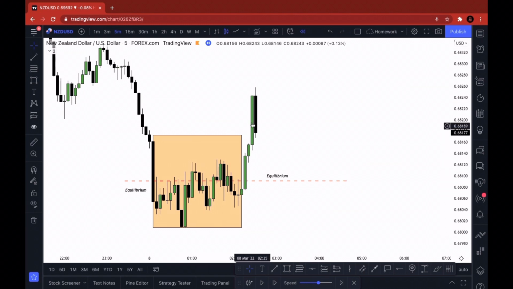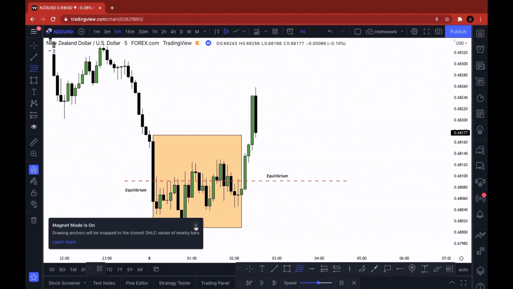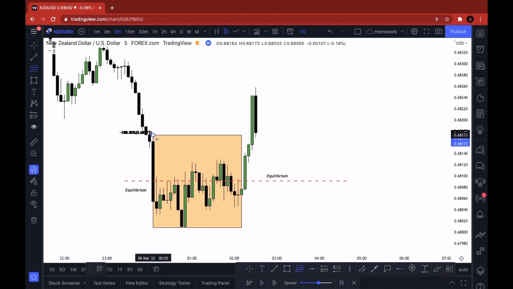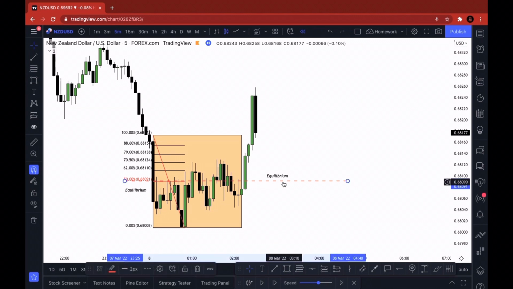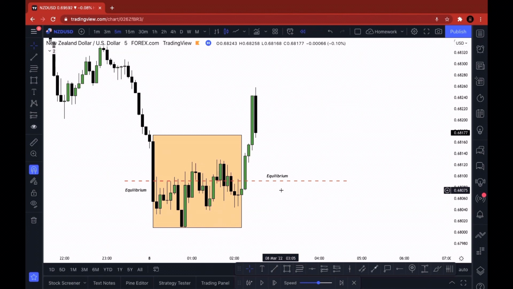Once price breaks out of this consolidation phase, that's going into what? The expansion phase. What am I concerned about? I am concerned about the equilibrium price point of the consolidation. So from this high to this low, and here, yes, I am using the wicks, I cut that range in half, and we get this price point here, right? That is equilibrium. That is going to be a sensitive price point.